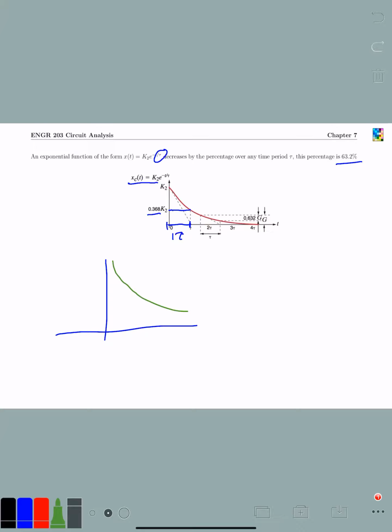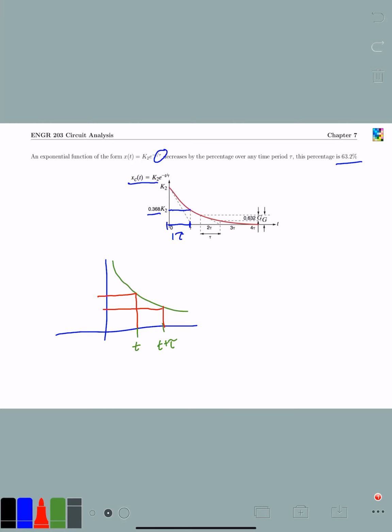and you pick any point in time here, call this a regular t, and you go over 1 time period, 1 tau, and you look at the y values here, then you're going to be able to see that you decreased by 63% of how much you started off. It's kind of an interesting way of looking at it.